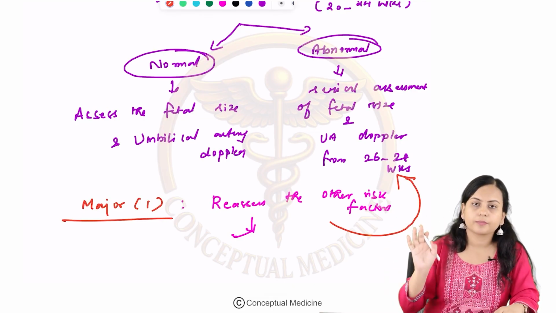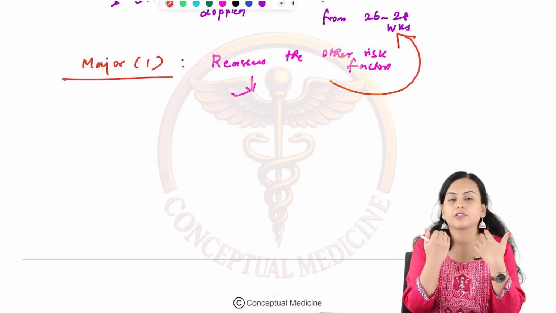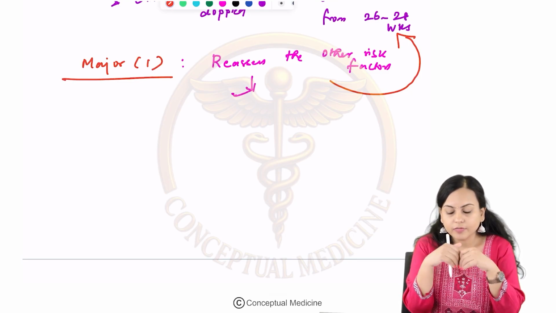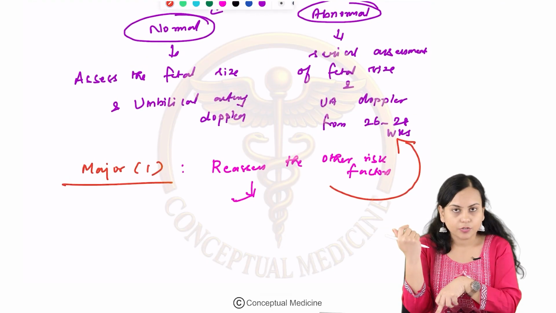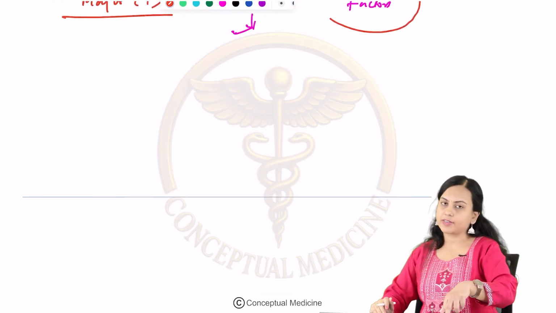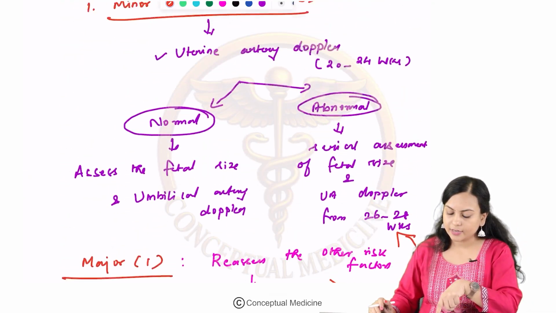Clear? Okay. Suppose you have women in whom SFH cannot be measured, for example, if she is obese or if there is a large fibroid, in that case what will you do? You will directly go to the assessment of Doppler. Okay, so serial assessment of the fetal size and uterine Doppler, you have to do it from 26 to 28 weeks. Is that clear? Can you understand? So once again, I will repeat this alone.